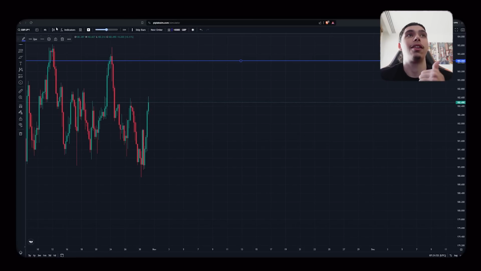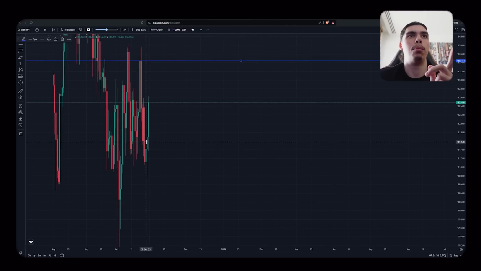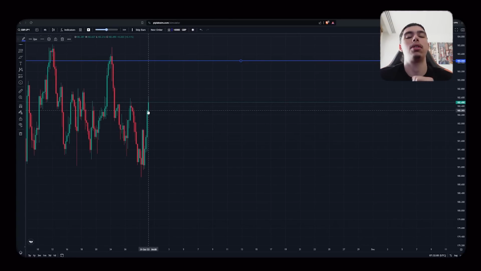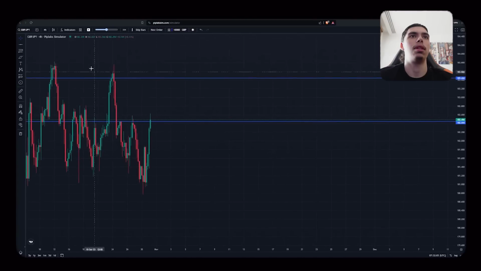And what was bias? Look, previous daily closed what? Bullish. Previous 4 hour has closed what? Bullish. Means today is a bullish bias, okay? We need to remain above this resistance here.